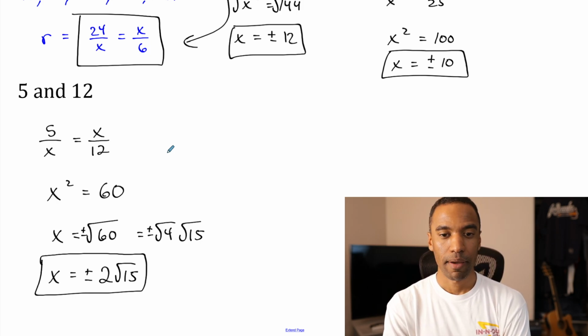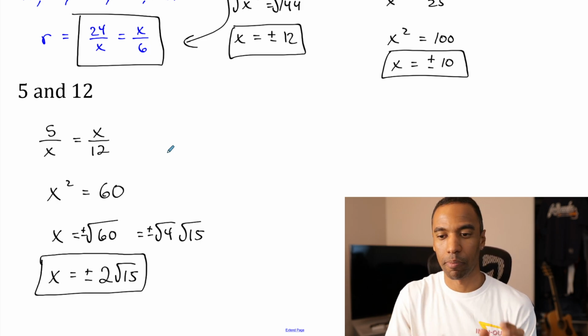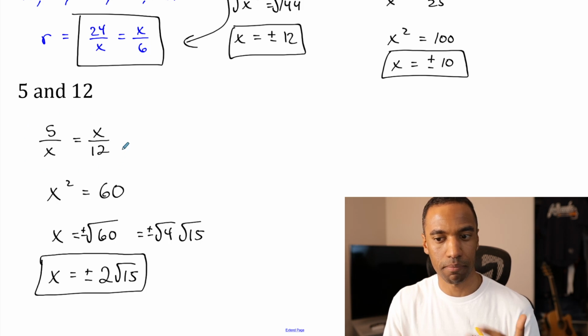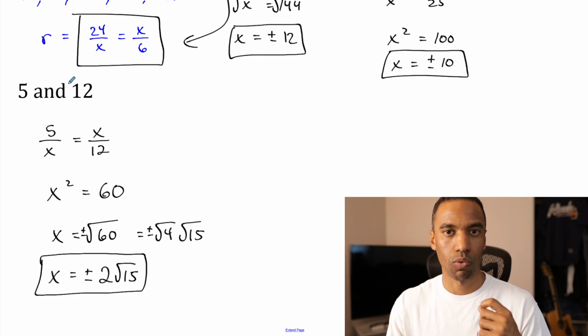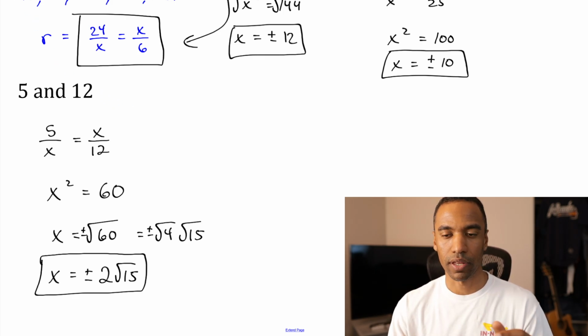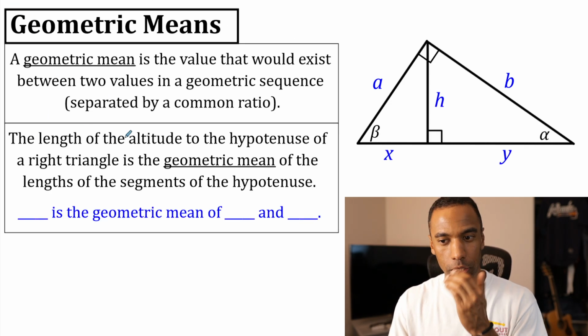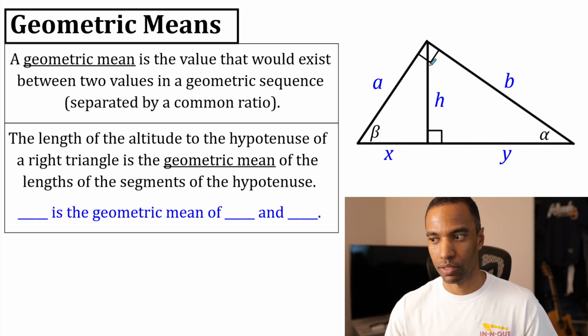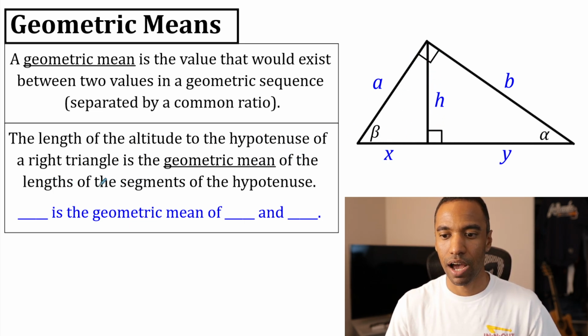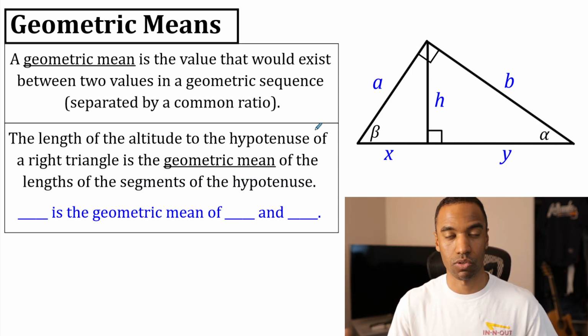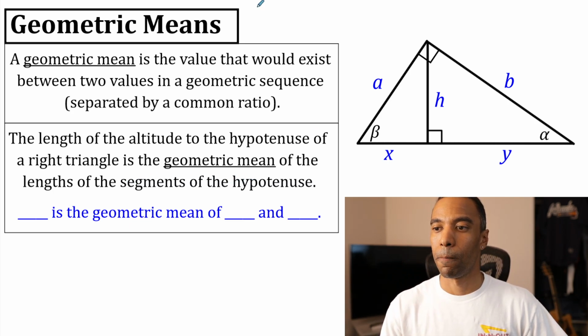Now that you've seen a couple proportions, and hopefully you'll see this setup, this is again for geometric means. What do geometric means have to do with right triangle similarity? Well, the length of the altitude to the hypotenuse of a right triangle is the geometric mean of the lengths of the segments of the hypotenuse. Whoa, that's a lot.